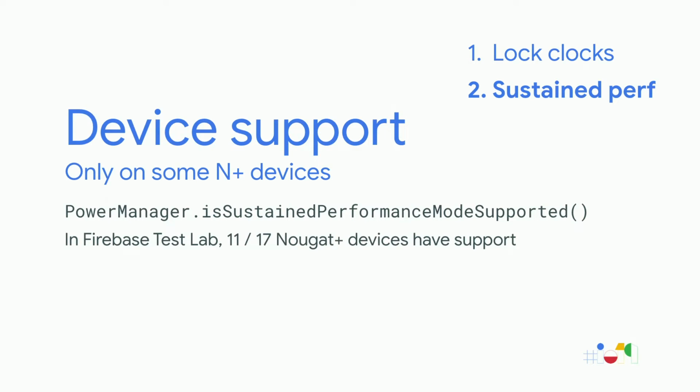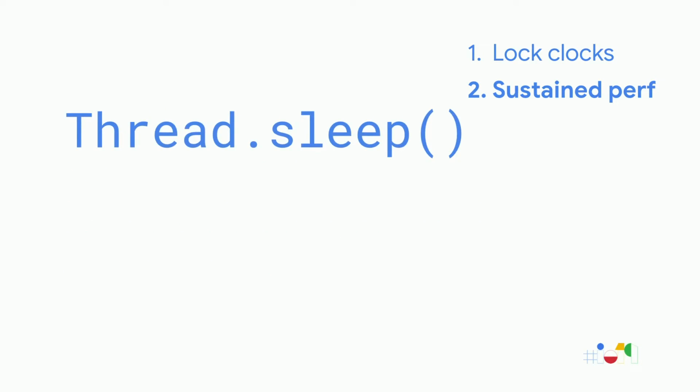However, in the Firebase Test Lab, for example, 11 out of the 17 Nougat Plus OS device combos have support for it, so it's not terribly hard to find something that you can use like this for CI. But again, this is still not a general solution. This requires platform support that isn't available on every phone. So our final solution to this problem, at the very end here, is thread.sleep.